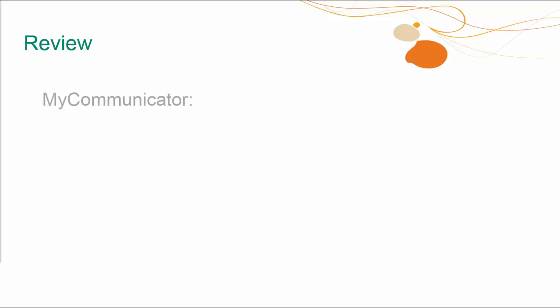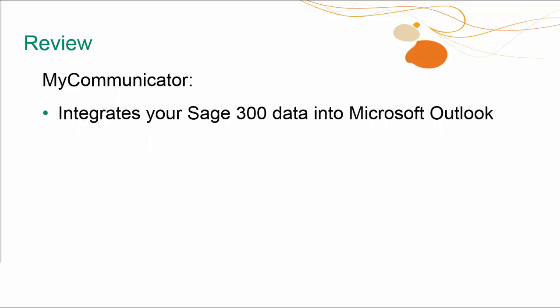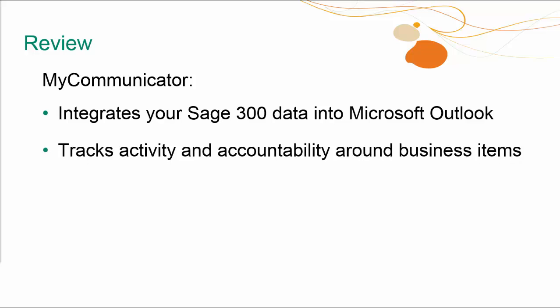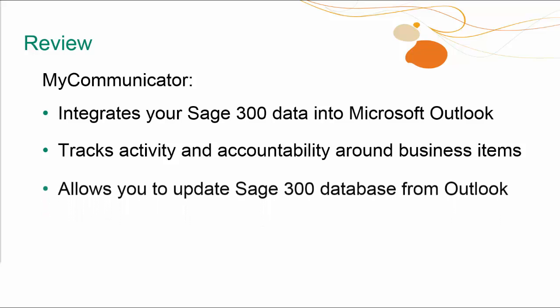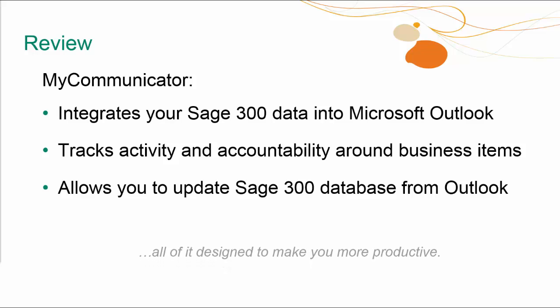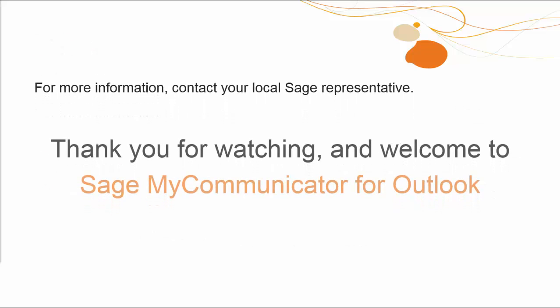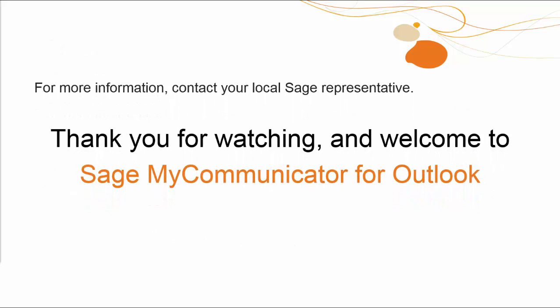So, to review, MyCommunicator brings you your project or property accounting data right into Microsoft Outlook, and it tracks activity and accountability around your business items like your vendors, RFIs, cost codes, lien waivers, leases, and so on. It also allows you to update information in your Sage database right from within Outlook. All of this put together in one product designed to make you more productive. Thank you for watching, and welcome to Sage MyCommunicator for Outlook.